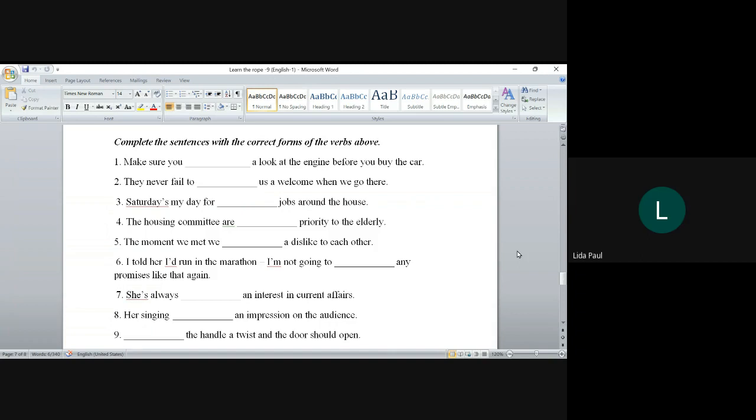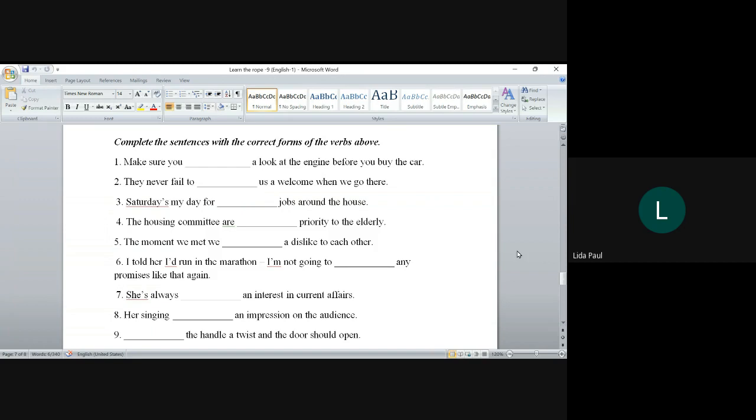Doing. Saturday is my day for doing jobs around the house. Yes. Okay. We can use doing jobs around the house. Correct. Do a job. Okay. So doing jobs around the house is the correct expression.